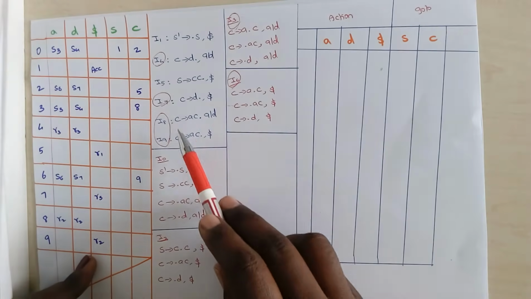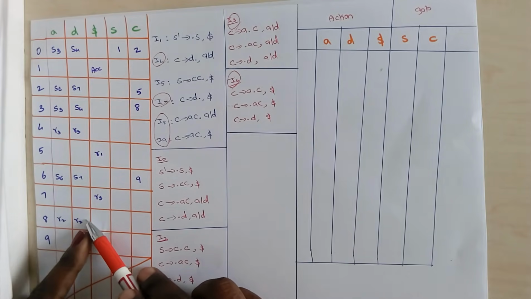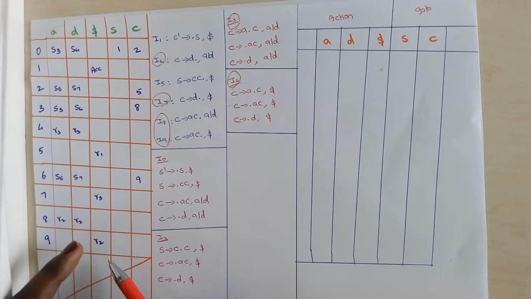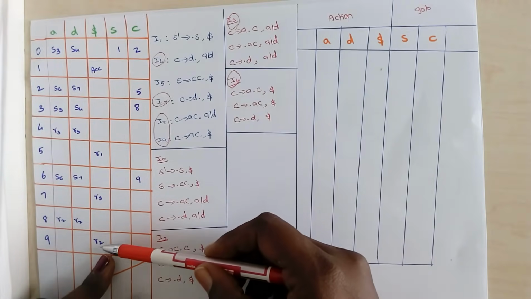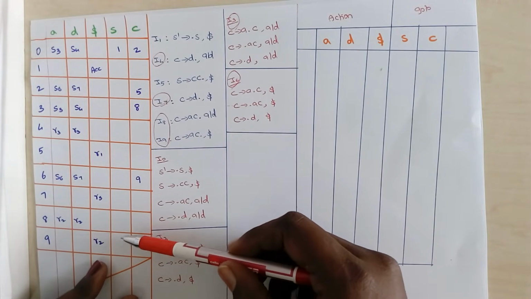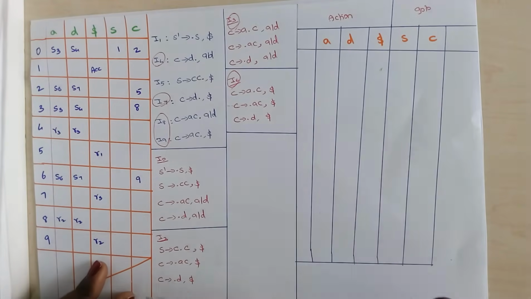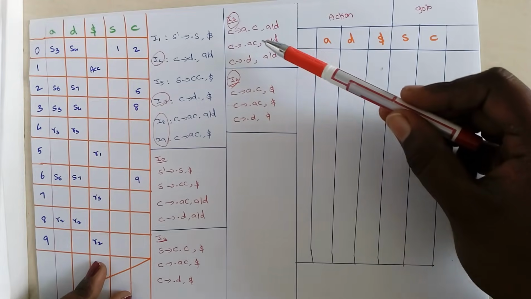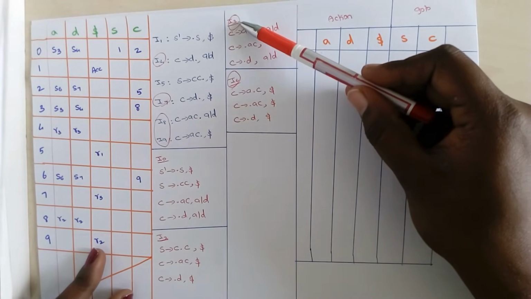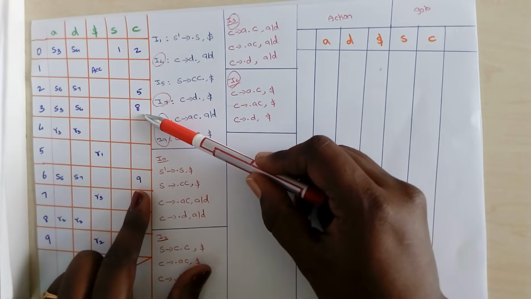And again when you combine 8 and 9, here it is reduced with production number 2 on A and D, that is 8 comma A and 8 comma D, and in state 9, 9 comma dollar, we have a reduce with production number 2. The remaining spaces are free, so when you combine these two states we don't have any clash. Similarly we can check for state 3 and state 6. State 3 is over here and state 6 is over here.